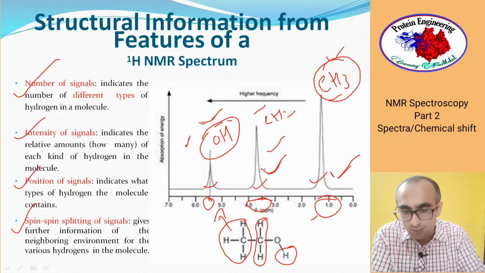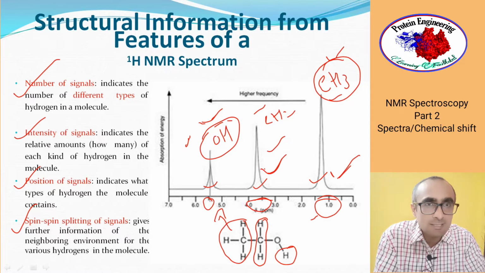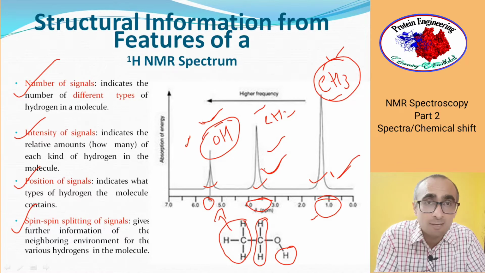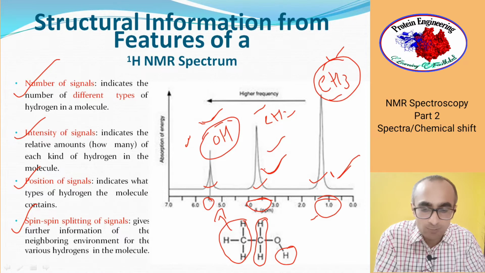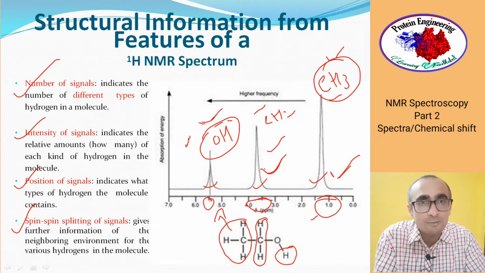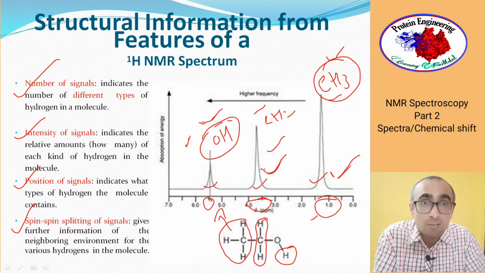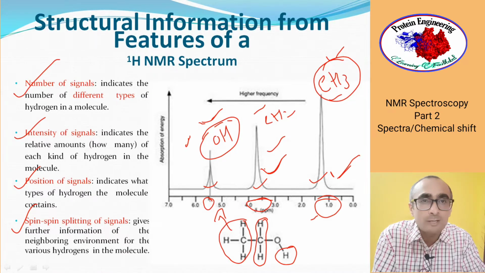Then the fourth important information is spin splitting. These peaks that we see here look like single peaks, but they are not exactly single. When we magnify them, we see that these peaks are split, and that splitting of the peak is because of the presence of unique hydrogens in the neighborhood. So from the peak splitting we also find out the exact number of different hydrogens in the vicinity of the peak. That we'll discuss in the next lecture in more detail. That's called spin-spin coupling or spin-spin splitting.